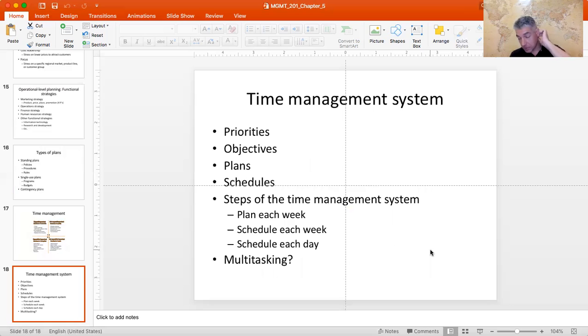And basically, I guess with the time management system, there are several elements that need to be in place for you to be effective. Right? You have to have priorities. Without priorities, everything is equally important, and you would never be able to decide what to do and what not to do. You have to have objectives because they would also guide your understanding of what's important, what's not. Right? So priorities maybe have to do with urgency. Objectives help you decide on the importance part.